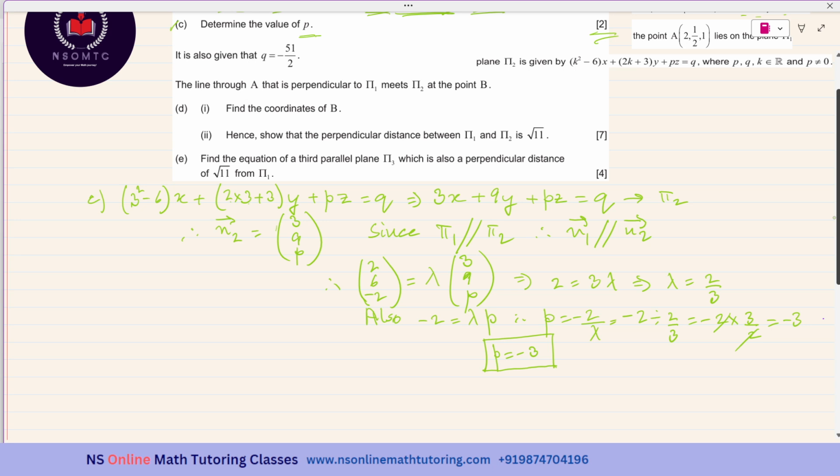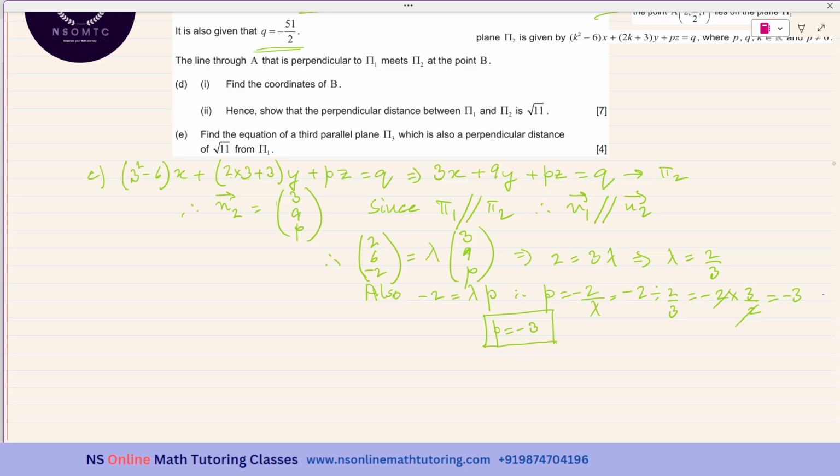Fine, we have got the 2 marks. It is also given that q is equal to negative 51 over 2. Okay, so let me write the pi 2's equation once more. It was 3x plus 9y, and p is negative 3, so minus 3z equal to q. Q is given as minus 51 over 2. So this is the plane 2's equation, plane pi 2's equation.